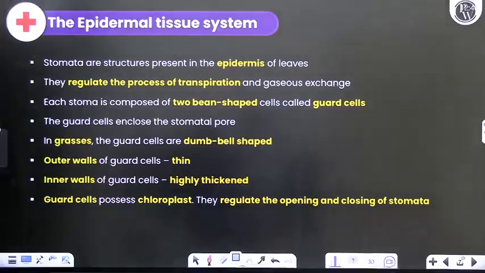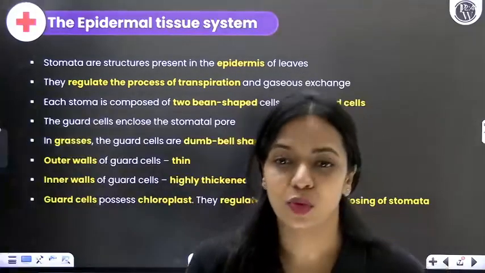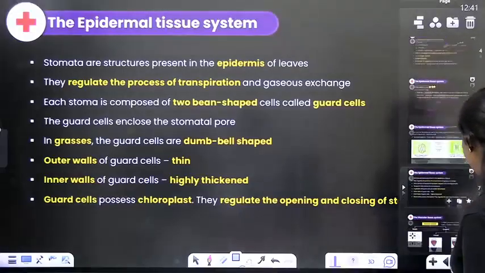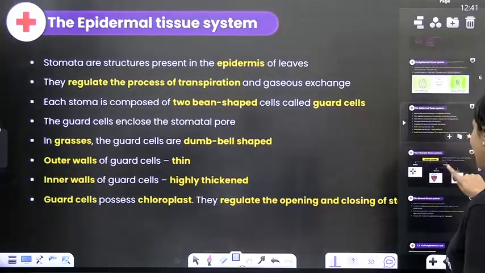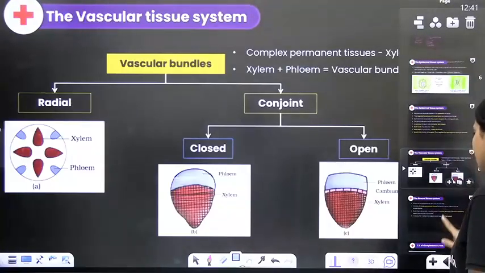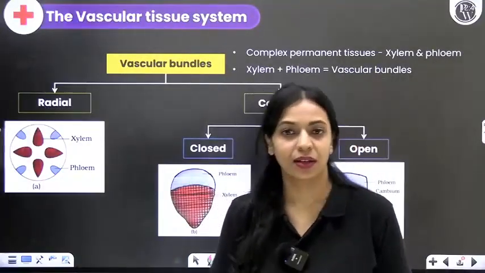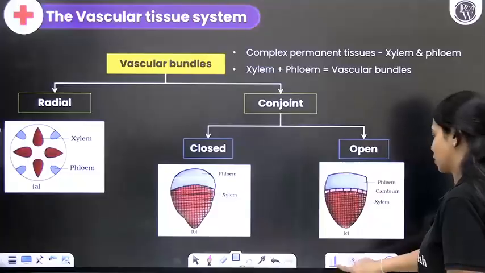Cool. Let's move on then, if everything is clear. First we'll study about vascular tissue system, then we'll study about ground tissue system. Okay, but in your textbook it's first ground and then vascular. Okay, but we'll do vascular first.